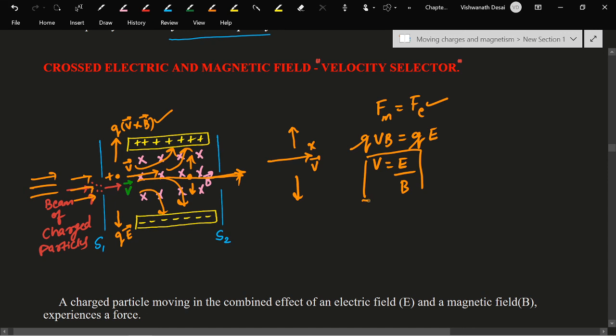And a charged particle out of a beam with this velocity will move straight without any deflection. That means any charged particle having this particular velocity v equal to E by B will not experience any net upward or downward force and will move straight. In other words, it experiences equal force upward and downward, and as a result it moves straight.